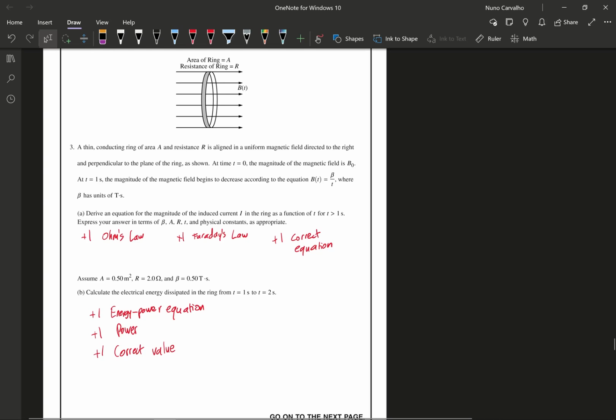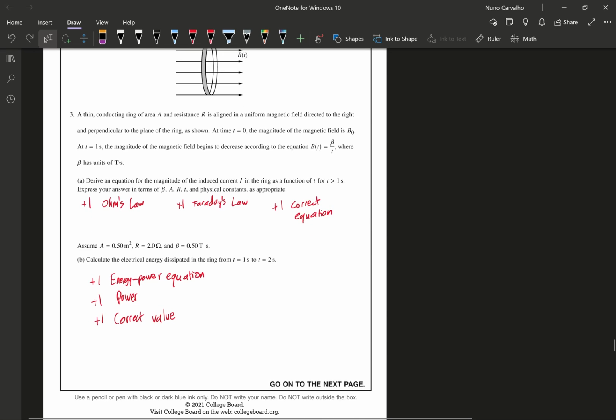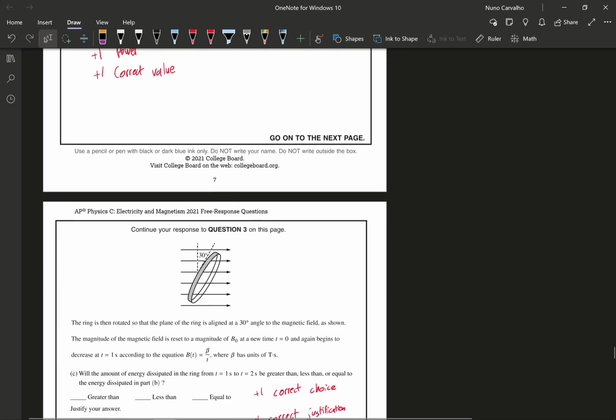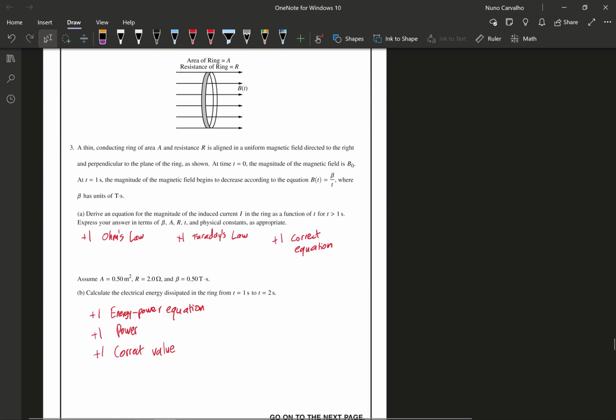FRQ number three was the one to do with magnetism, and this was a little bit more calculation heavy. I felt like the first two were a little bit more theoretical. Now here we actually have a couple more calculations to do, and so we can expect also more points per question because there were fewer questions in this.